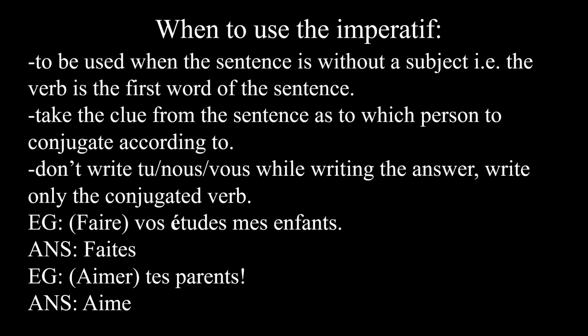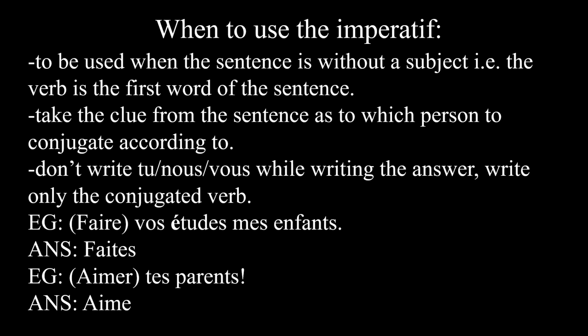So look at the first example there. The clue is given to you. VOS. Vos is the possessive adjective coming from vous. Therefore, you have to conjugate it in vous. So faire for vous in the present becomes faites, F-A-I-T-E-S. Second example. The clue is coming from, again, the possessive adjective te, which is the form of tu.